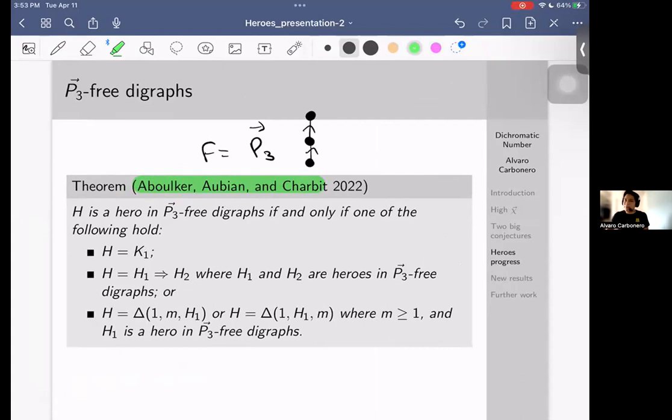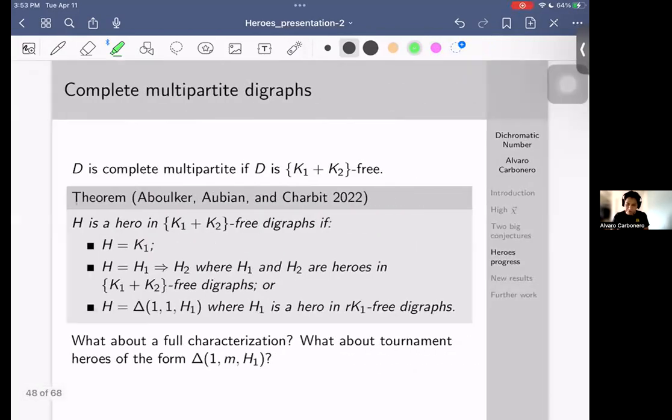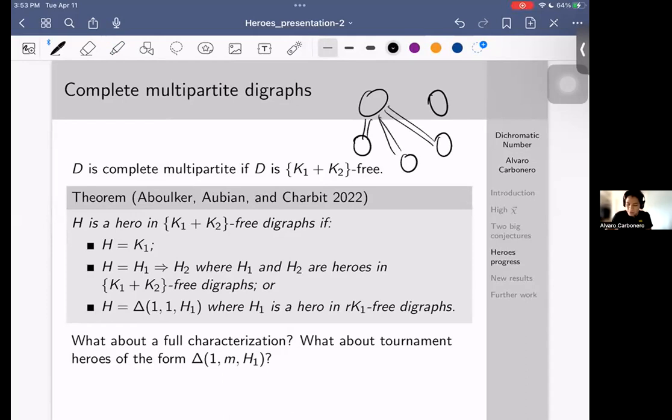And in the same paper, these people partially proved the conjecture for complete multipartite digraphs. Complete multipartite digraphs are simply digraphs where you can split the vertex set into parts, and then every single possible edge is present between the different classes. And you can characterize these digraphs as being K1 plus K2 free.